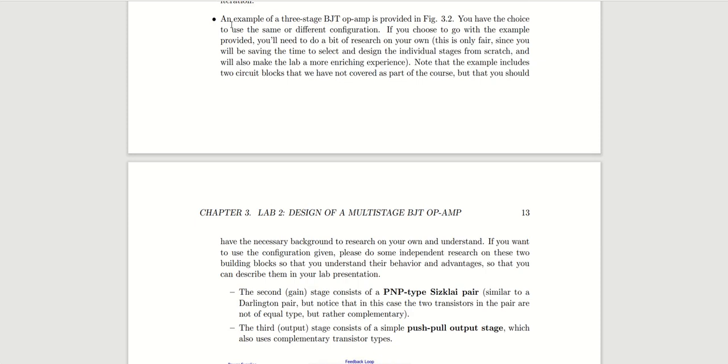So an example of a 3-stage BJT op-amp is provided in figure 3.2. And it says if you have a choice to use the same or different configuration, if you choose to go with the same example, you will need to do a bit of research on your own. This is only fair since you will be saving the time to select and design the individual stages from scratch, and will also make the lab a more enriching experience.